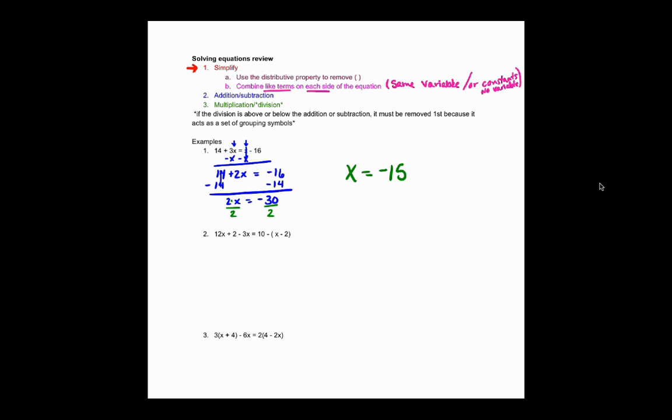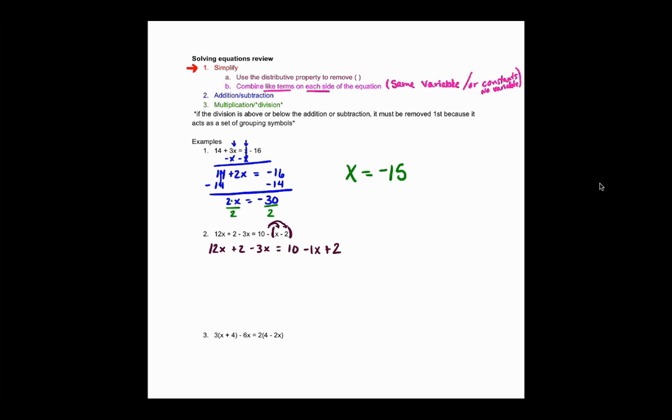Problem 2, we start out and there is a set of parentheses. So the first thing we're going to need to do is distribute this negative sign through this set of parentheses. Everything else stays the same. We have our 12x, we have our plus 2, we have our minus 3x, we have our equals, we have our 10, and then we distribute. Negative 1 times positive x is a negative 1x, and negative times negative gives us a positive 2.